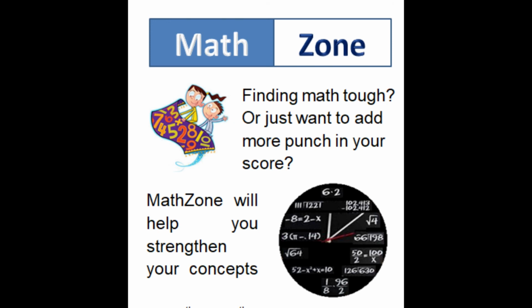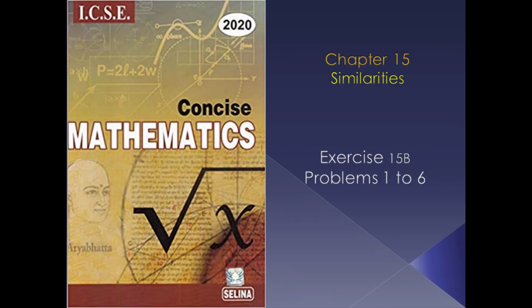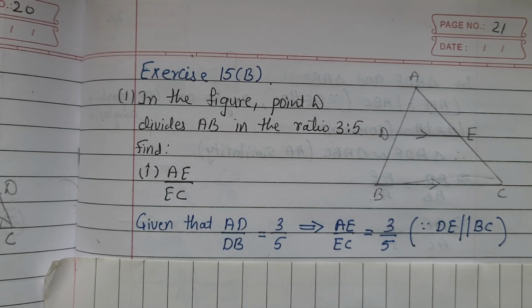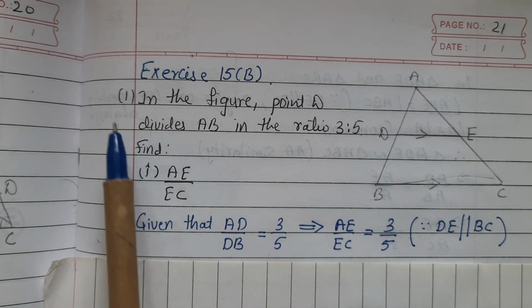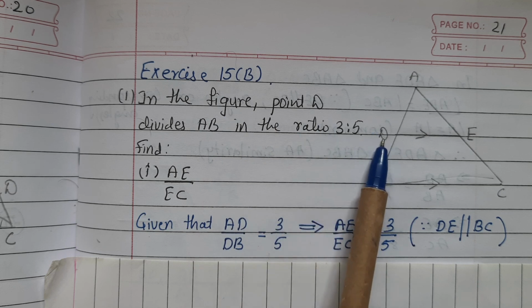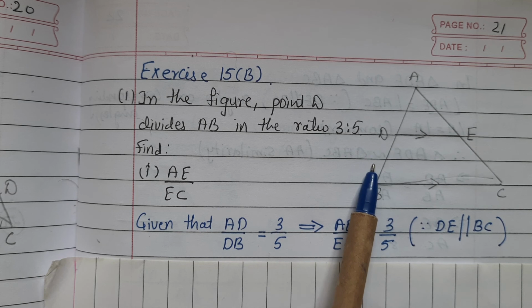Class 10, Chapter 15, Similarities. Exercise 15B, sum number 1. In the figure, D is a point that divides AB in the ratio 3:5.